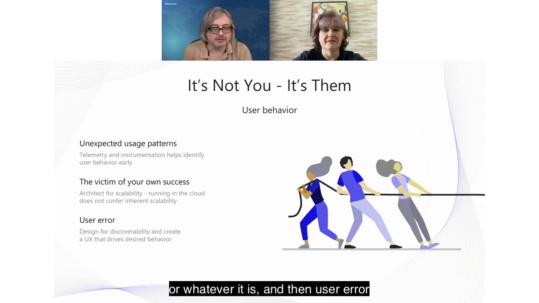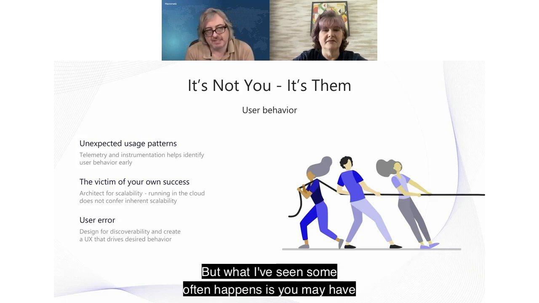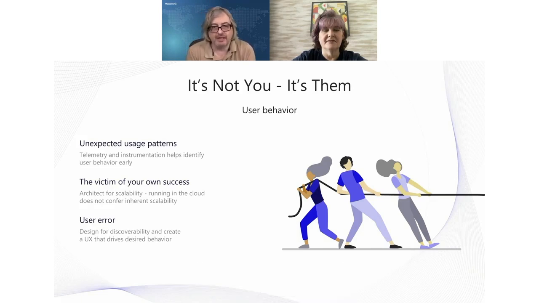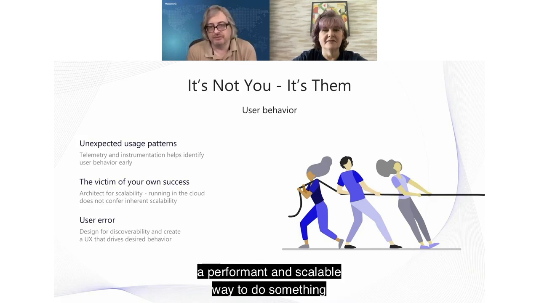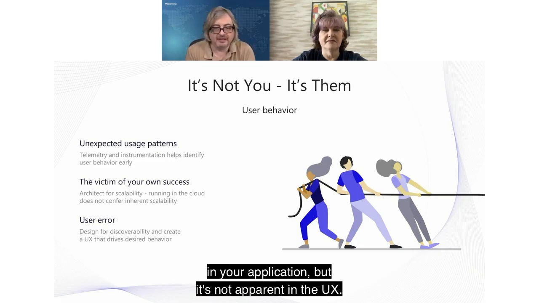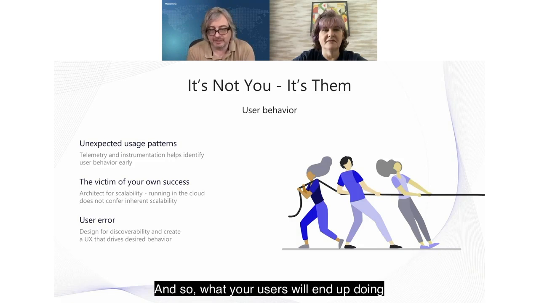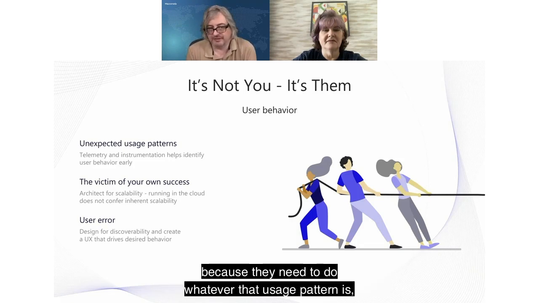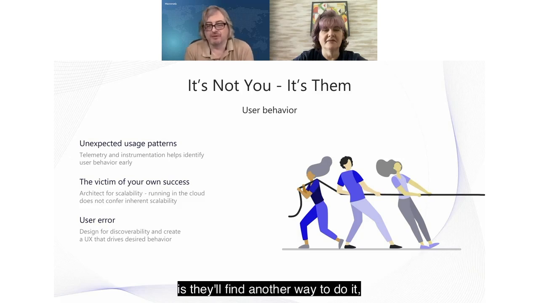And then user error. User error can be many things, but what I've seen often happens is you may have a performant and scalable way to do something in your application, but it's not apparent in the UX. And so what your users will end up doing, because they need to do whatever that usage pattern is, they'll find another way to do it, but it may not be very performant.